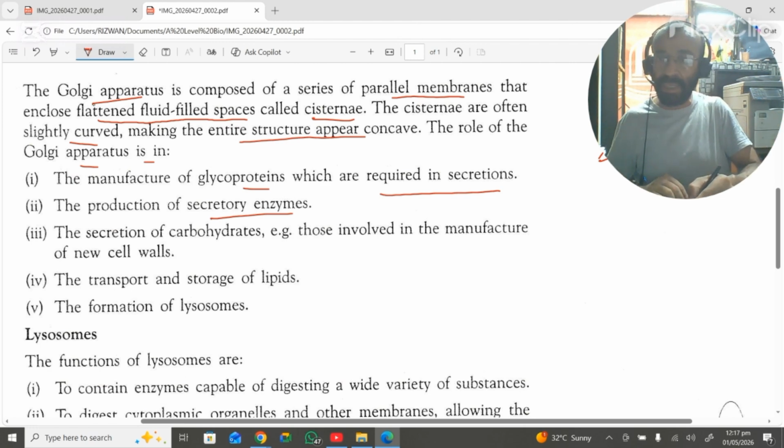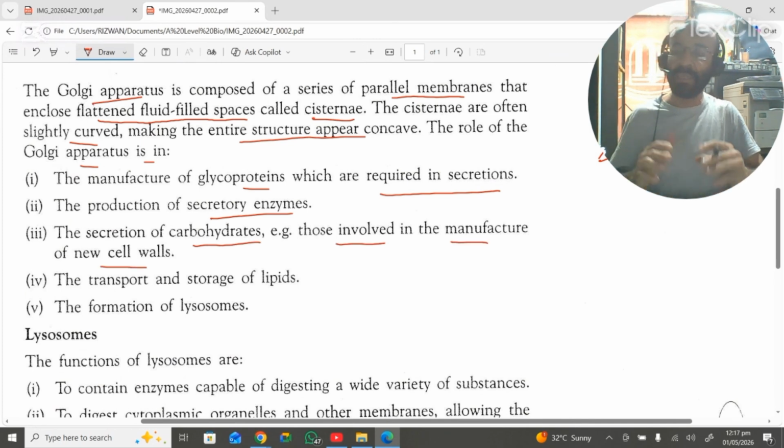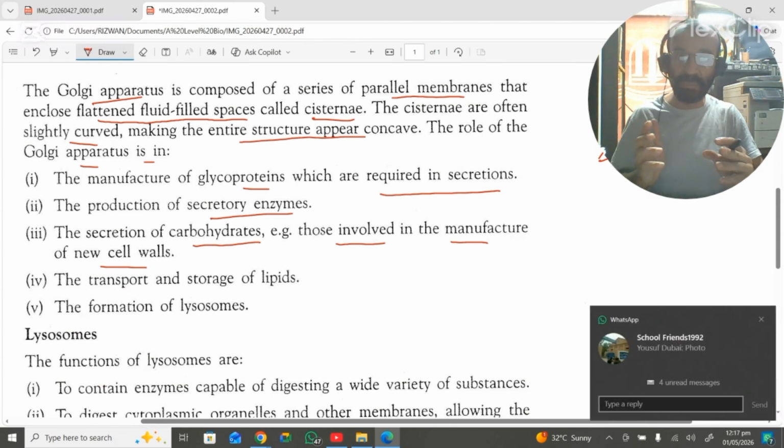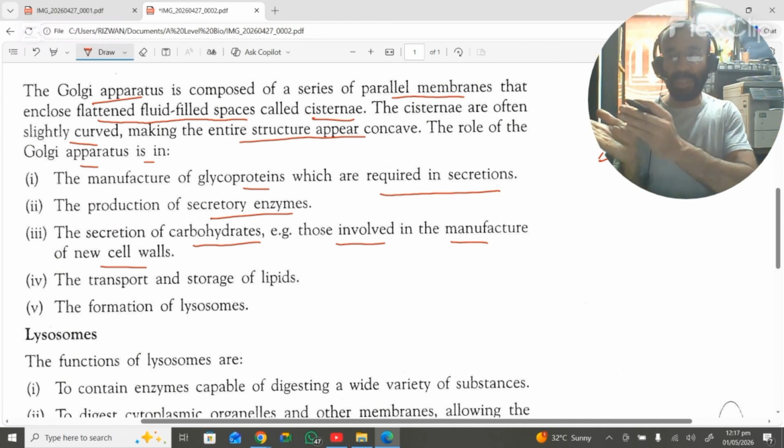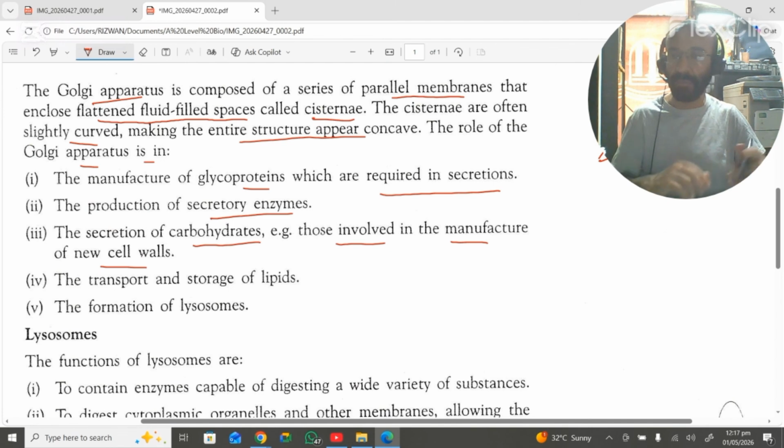Number three is the secretion of the carbohydrates, for example, those involved in the manufacture of the new cells. This is the third very important function of the Golgi apparatus, because they play a very important role in the secretion of the carbohydrates, which are important in the manufacture of the new cells, because when the old cells die, new cells are required.